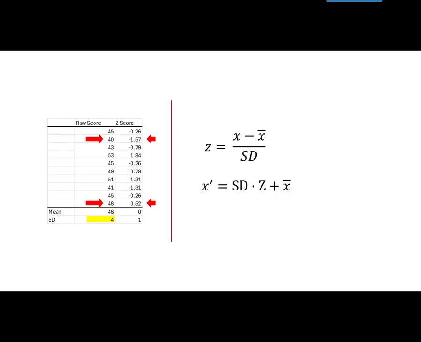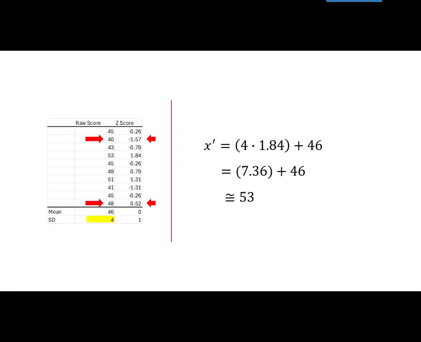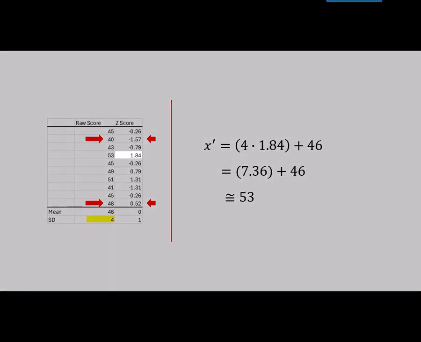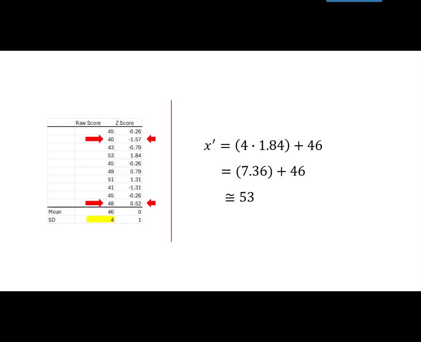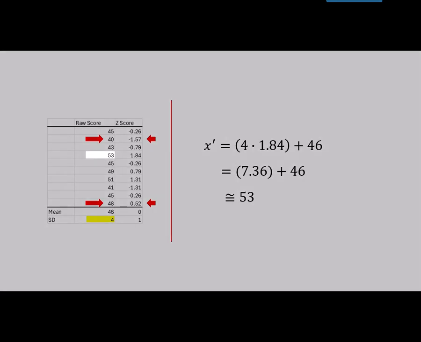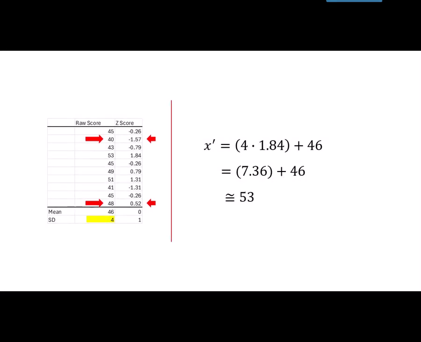Okay, so let's take a look at an example to show you how this works. We have 4 as our standard deviation and 1.84 for our z-score, or that's the one we'll work with. We do this multiplication and get 7.36, and then we add the mean, 46, to get 53. That equal sign with a squiggle on top indicates approximately equal. Approximately, in this case, due to rounding.